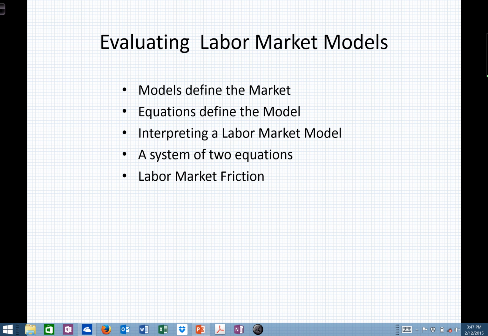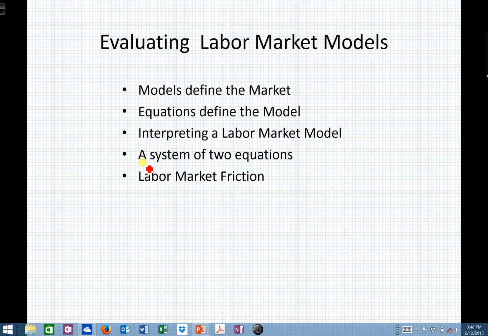So today we're going to take a look at a module titled Evaluating Labor Market Models. In this module, we'll briefly take a look at models as they define the market. We'll take a look at equations that define the model, or the market, of course. We'll take a look at how we might interpret a labor market model.